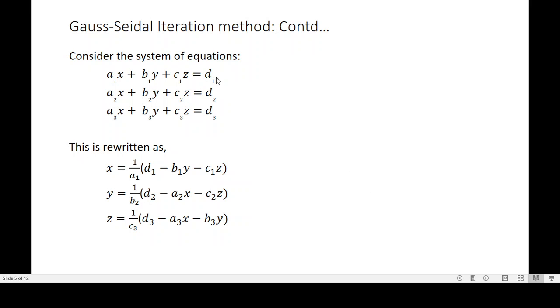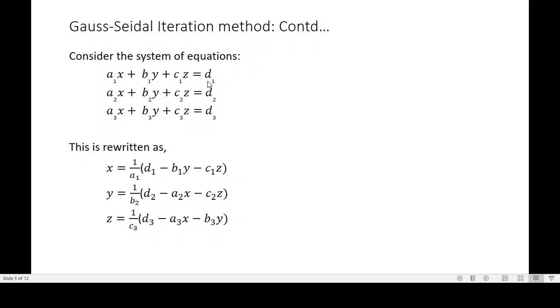Consider a system of equations a1x plus b1 into y plus c1 into z is equal to d1. a2 into x plus b2 into y plus c2 into z is equal to d2. a3 into x plus b3 into y plus c3 into z is equal to d3. We have three equations in three variables, namely x, y, z. So it is required to solve these equations using Gauss Seidal iteration method.